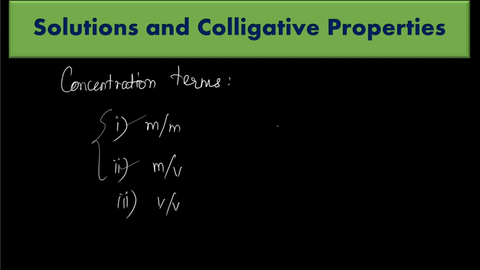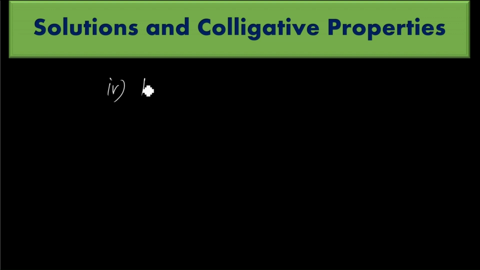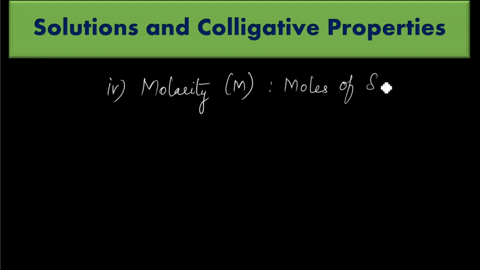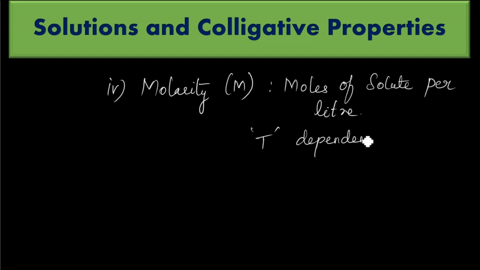Okay, then the next very important concentration term is molarity, which is denoted by capital M. That is moles of solute per liter of solution. It is a temperature dependent concentration term. And what does temperature dependent mean? As we increase or decrease the temperature, the concentration will get affected.